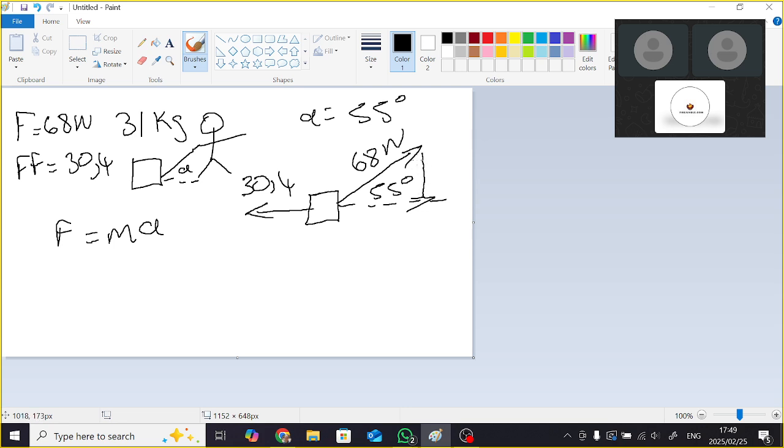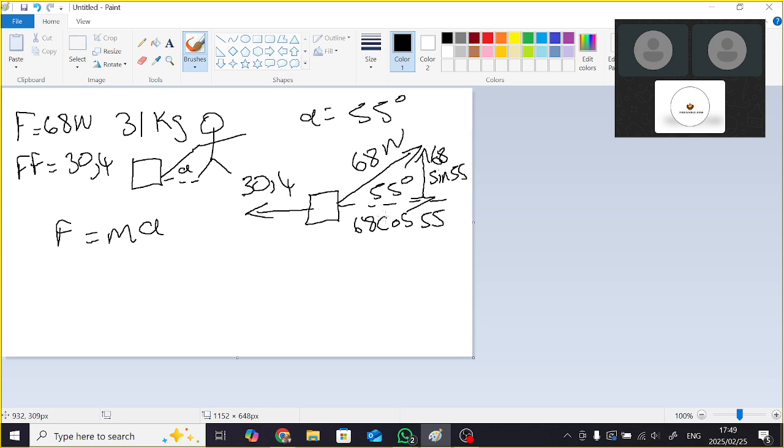So we can see this is going to be 68 sine 55, right? So that is the vertical force, right? And this is a horizontal force, and this is 68 cos 55, right? You can see that's our horizontal force, right? So remember when we did our component forces, we need to balance out these forces. This force is going in this direction, right? And that force is going in that direction.